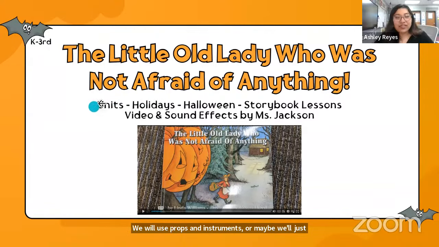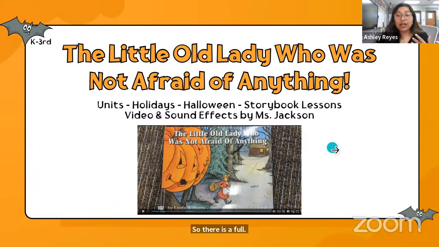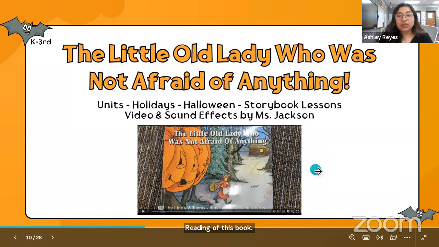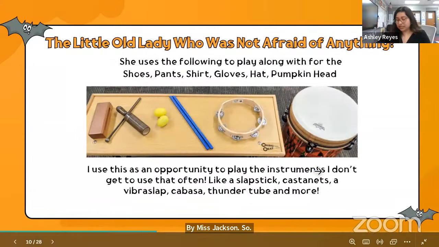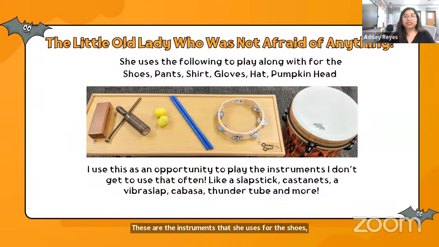So how to get there, you go units, holidays, same thing, Halloween, and then there's an area at the bottom that says storybook lessons. So there is a full reading of this book with a play along by Miss Jackson. So these are the instruments that she uses for the shoes, the pants, the shirt, the gloves, the hat, and the pumpkin head.